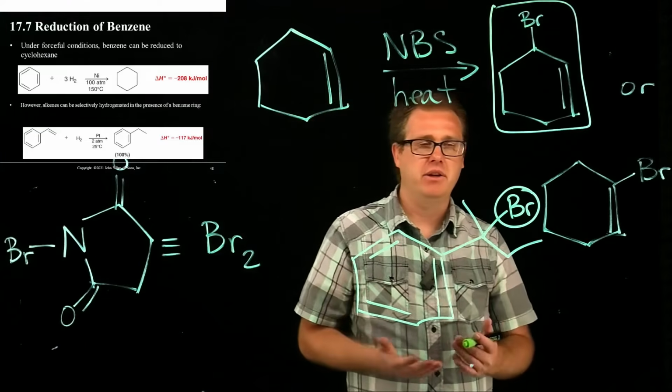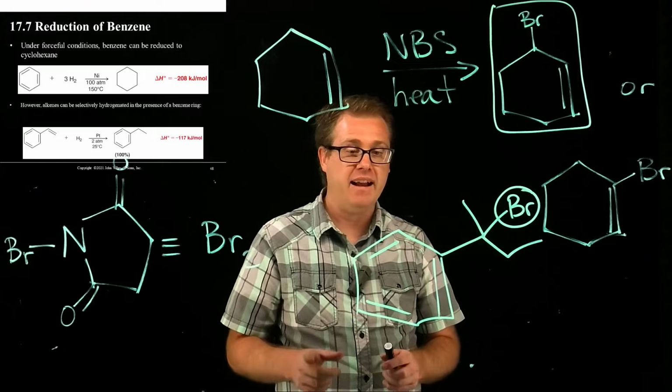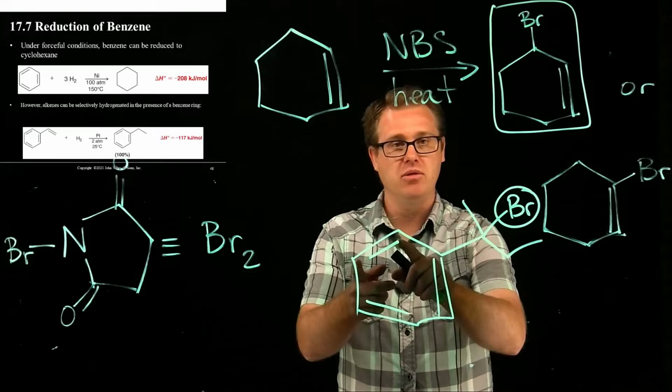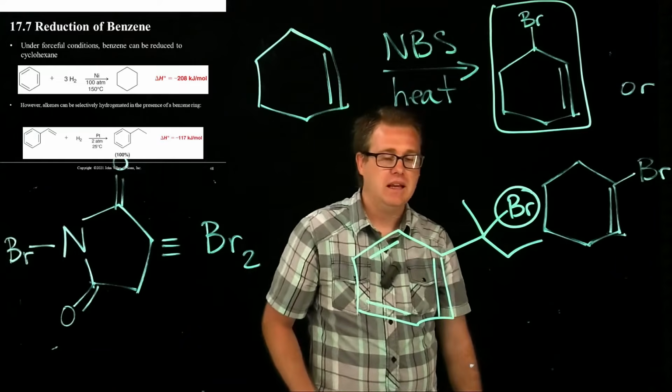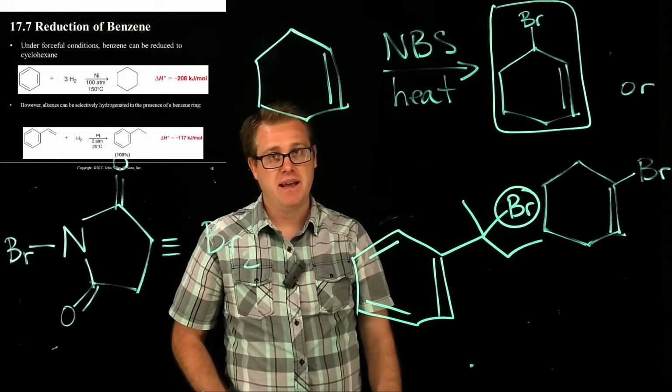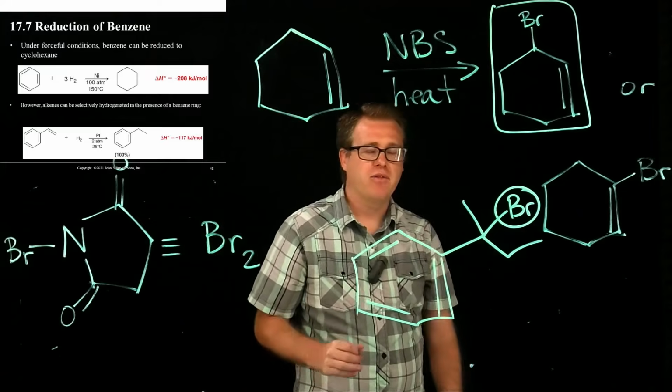What does it mean to be reduced? The simple answer to that question is when you add hydrogens across a double or triple bond, you are reducing it. And we can reduce a benzene, but it takes a lot of effort. Just think about that for a minute.